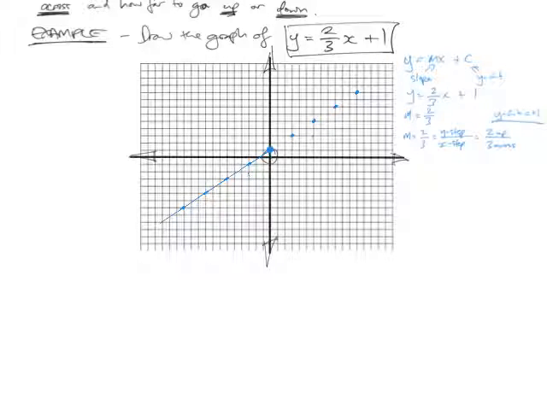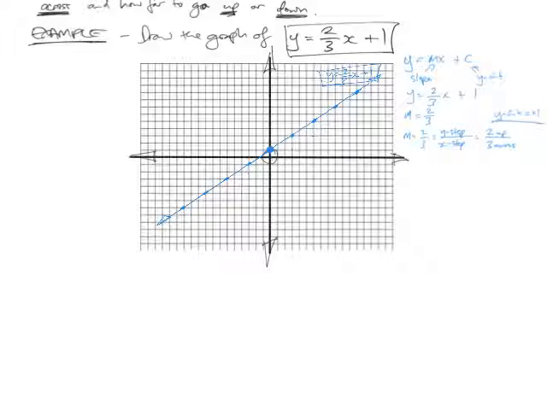So this is the line of y is equal to 2/3 x plus 1, because it cuts through the y-axis at positive 1, and it goes up 2 for every 3 across, according to the slope of 2/3. So always label your lines with the equation that they were. y is equal to 2/3 x plus 1. Let's try a different one. I'll do it in red.